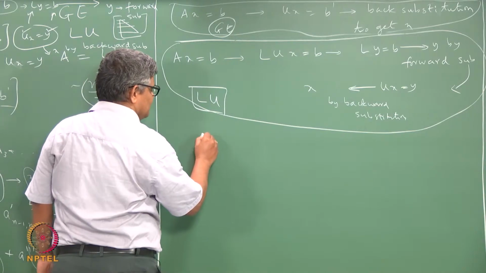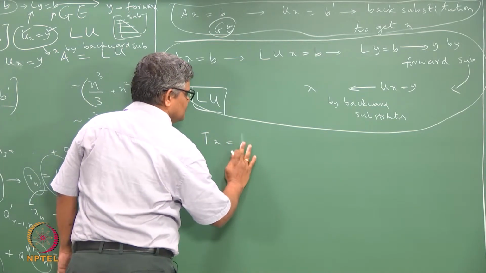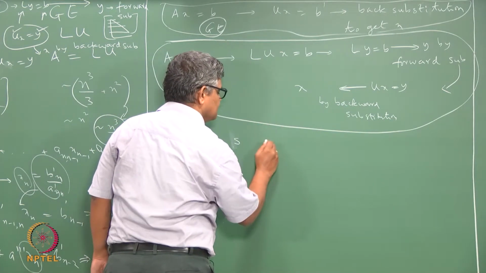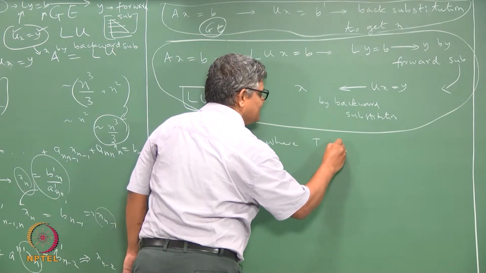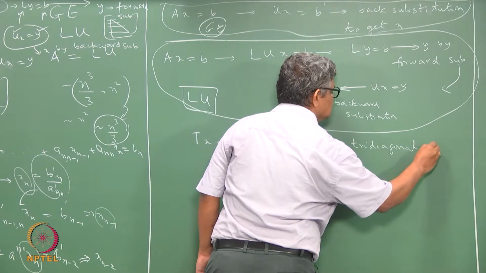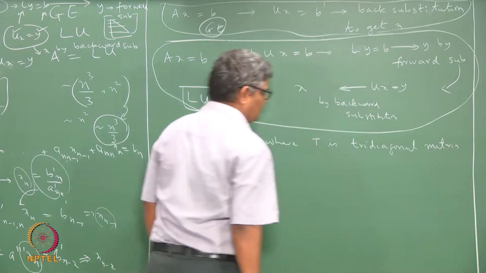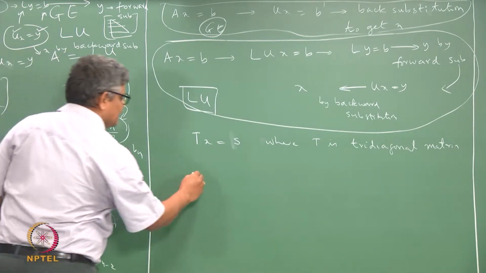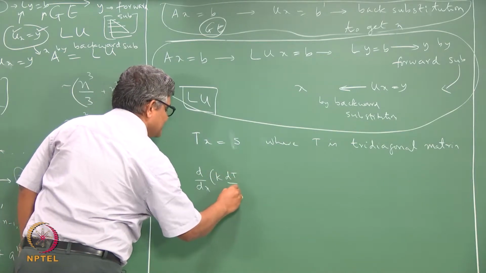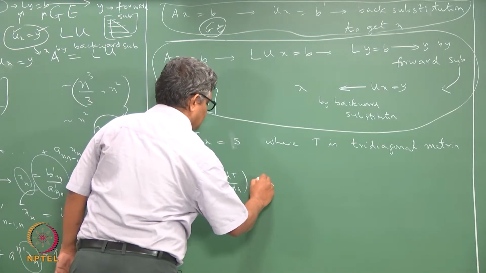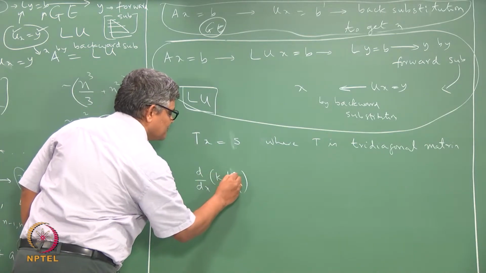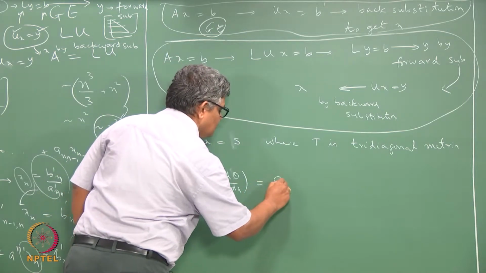In a case where we have Tx equal to S, where T is a tridiagonal matrix. Okay. So, let us see for example, a simple case of d by dx of k d theta by dx. Let me not confuse this T with this T. So, let me put this as theta equal to q.